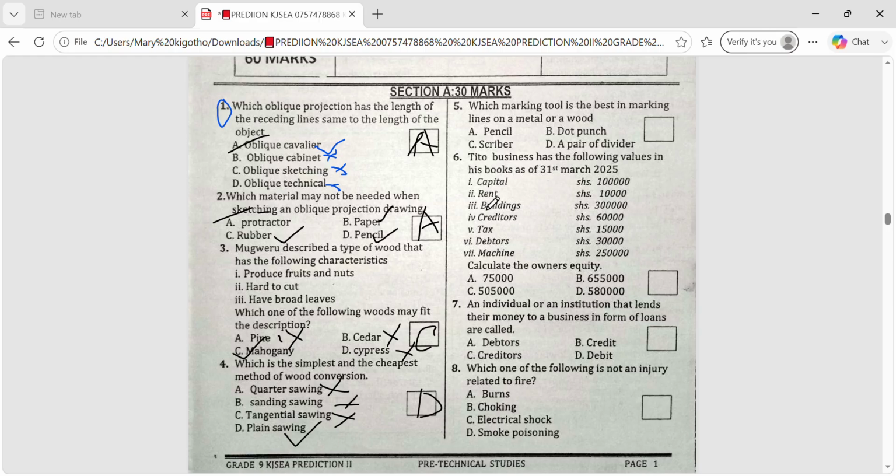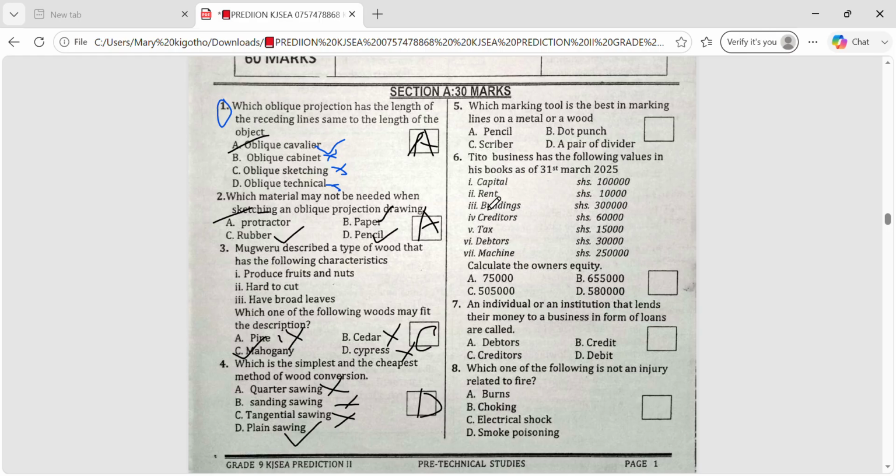So which marking tool is the best in marking lines on a metal or a wood? We have a pencil, a dot punch, a scriber, and a pair of dividers. So I can see all these, so you can just first pause and answer the question, then we discuss. I'm giving you 2 seconds.